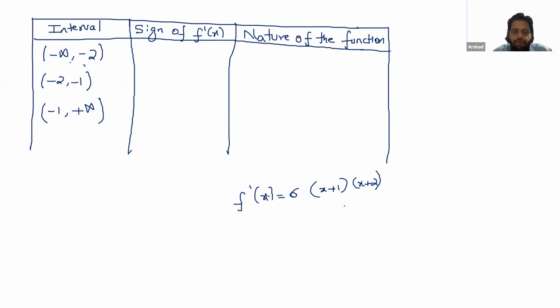Atif, give me a point between. Minus 1. No, minus 1 does not lie between minus infinity and minus 2. Sir, I said minus 4. Minus 4. Okay. Then Atif, put this point here, minus 4. This will be negative or positive?